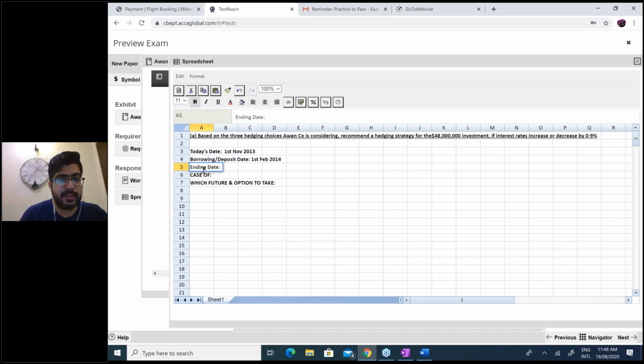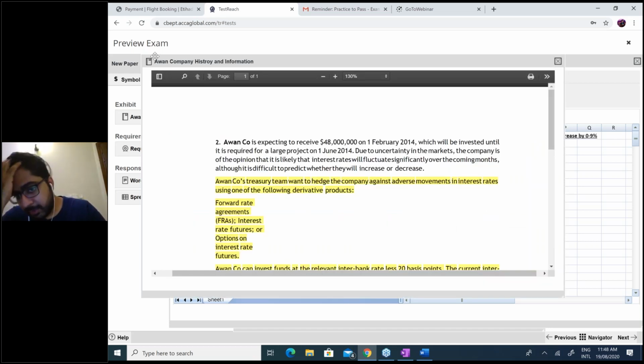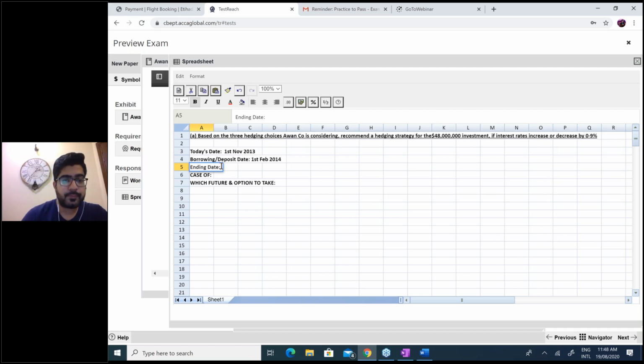Okay. Ending date. At what date will you finish borrowing or depositing? What is the ending date? Till when are we borrowing or depositing? Again, that will be given in the question. Awan is planning to receive 48 million on 1st Feb, which will be invested, deposited until required for a large project on 1st June. So you will deposit it until 1st June 2014.